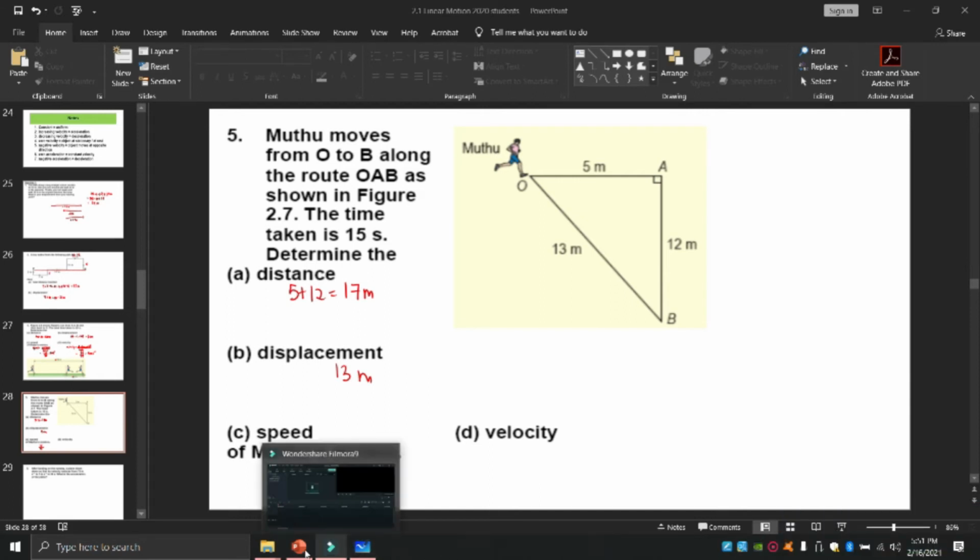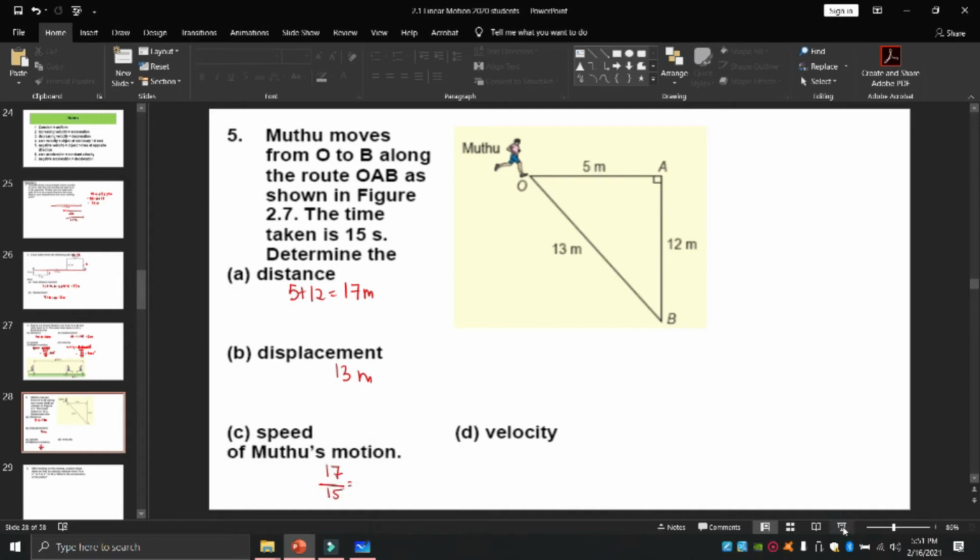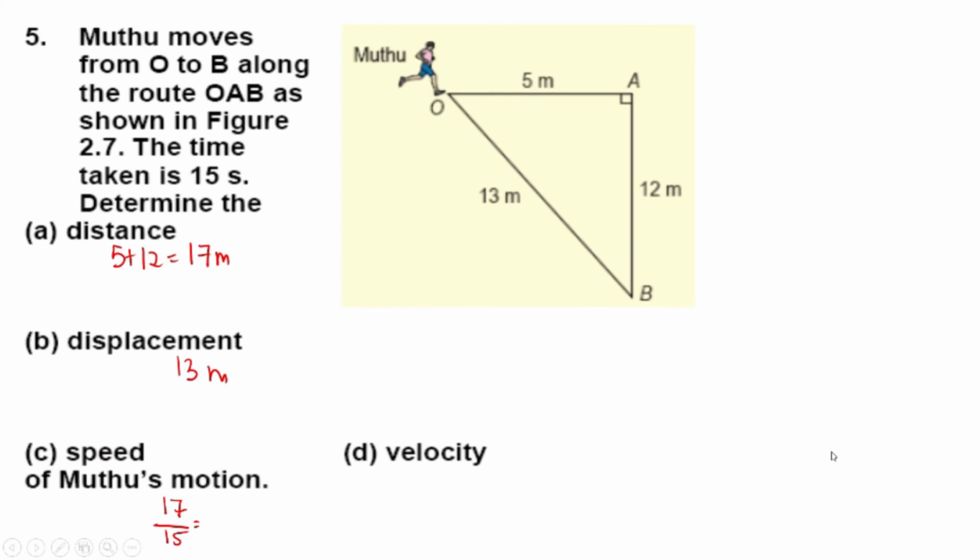Okay, so let's continue. 17 divided by 15. Use your calculator, you will get 1.13 ms negative 1. And then velocity, you use the displacement, 13 divided by 15. You will get 0.87 ms negative 1. So that's the answer for question number 5.